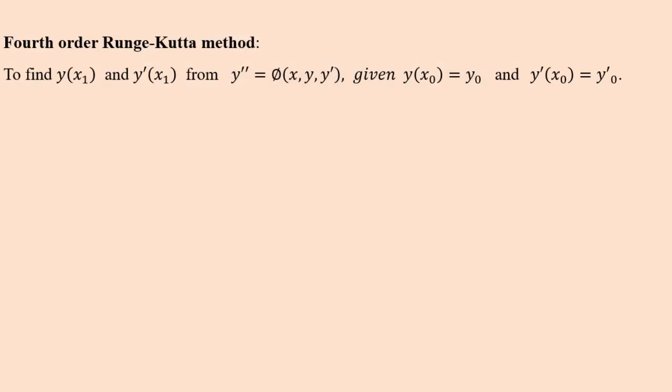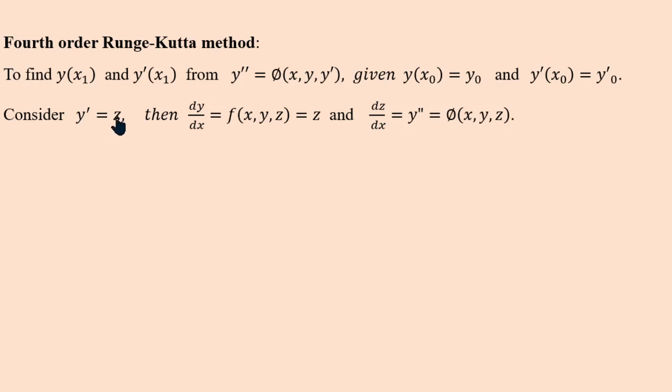The first one is fourth order Runge-Kutta method. In this, y double dash, that is function of x, y and y dash, is given, and y at x naught, that is y naught, and y dash at x naught, that is y naught dash, is given. Then how to find y at x1 and y dash at x1 by fourth order Runge-Kutta method?